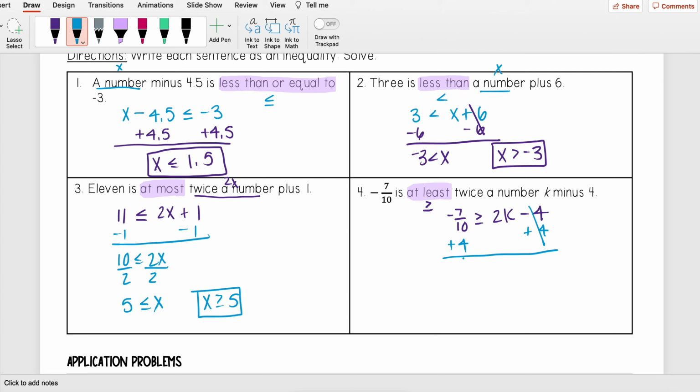Now this doesn't have a common denominator, so I first need to have a common denominator. So I have -7/10 plus, I multiply top and bottom by 10. I have 40 over 10. And now when I add my numerators, I get 33 over 10. It's greater than or equal to 2k. And then I can divide both sides by 2, or that's the same thing as multiplying both sides by 1/2. And so I get that 33 over 20 is greater than or equal to k, which is the same thing as k is less than or equal to 33 over 20.